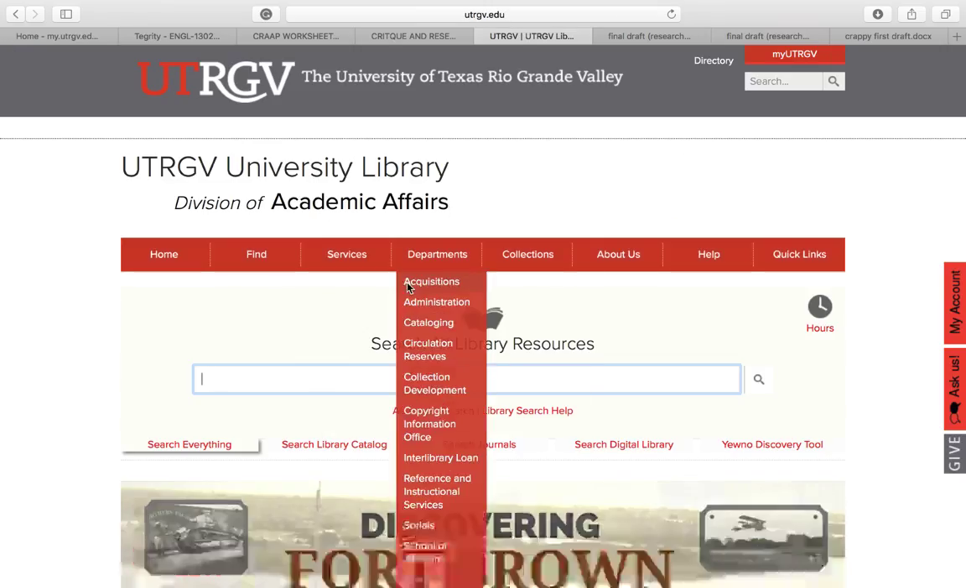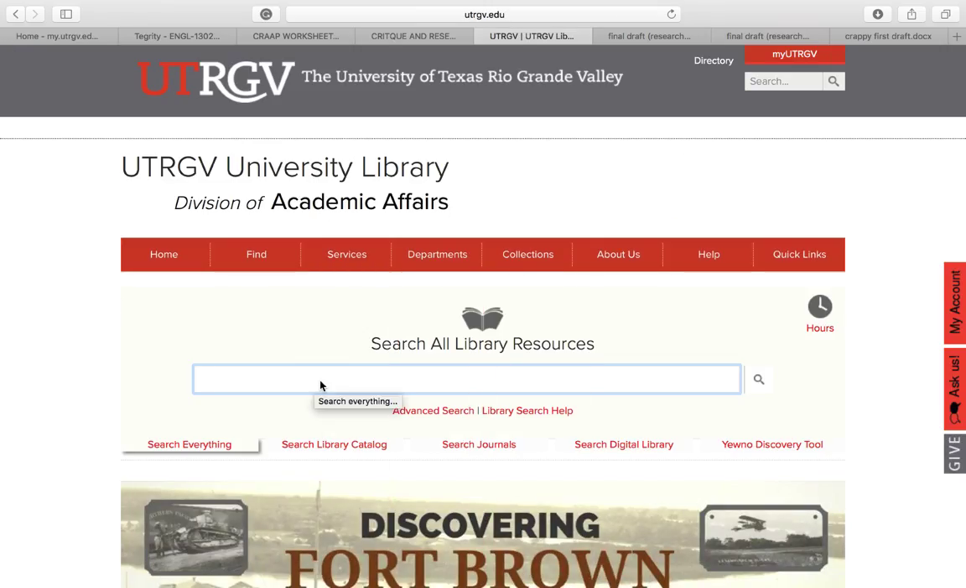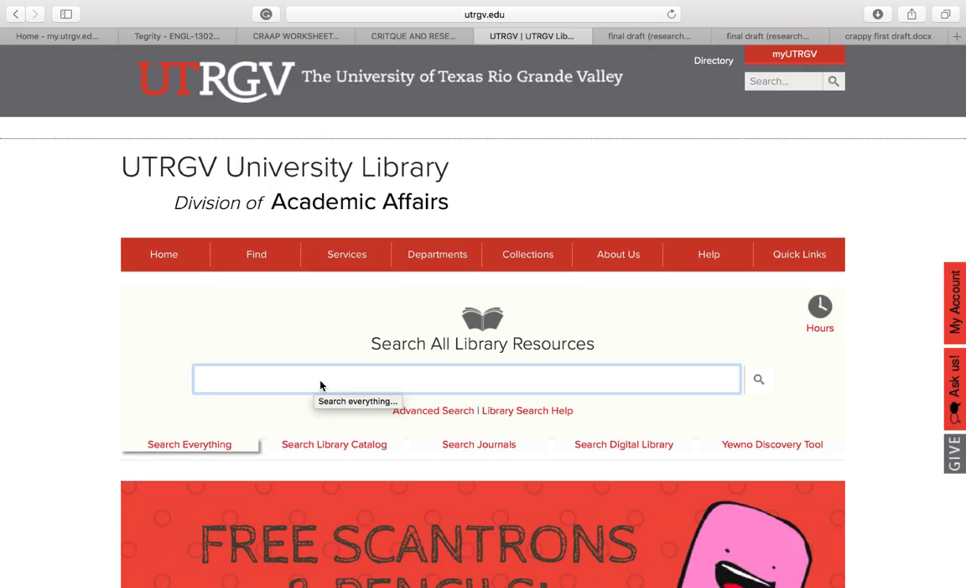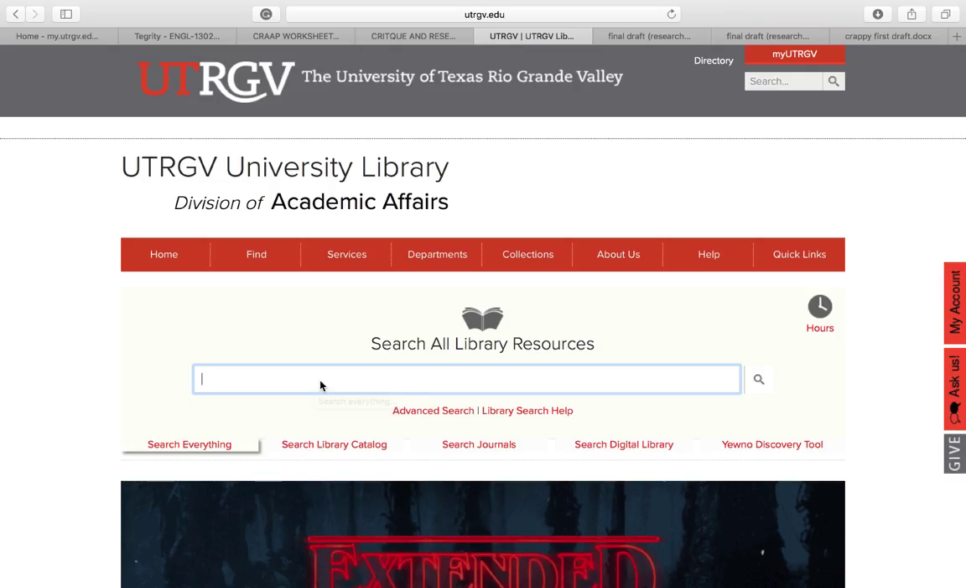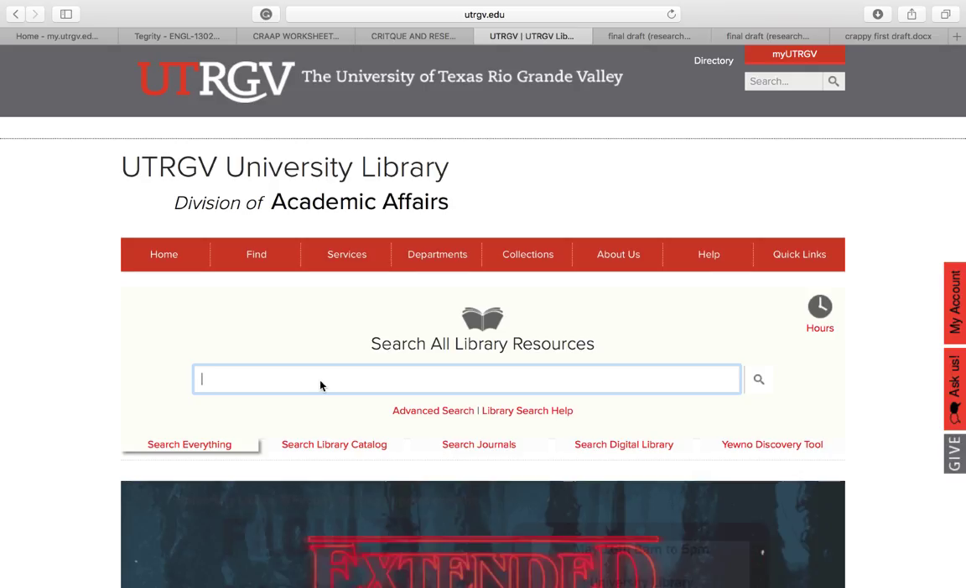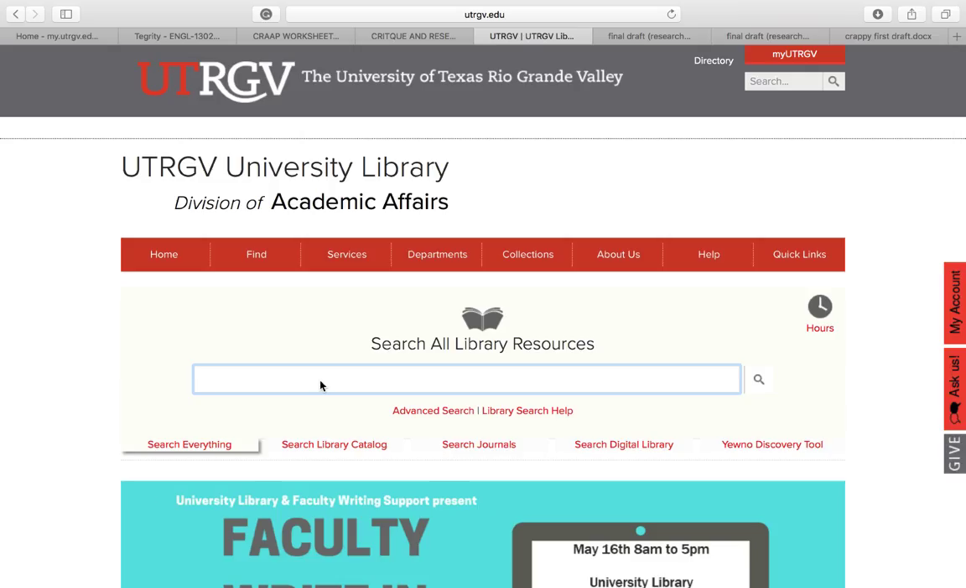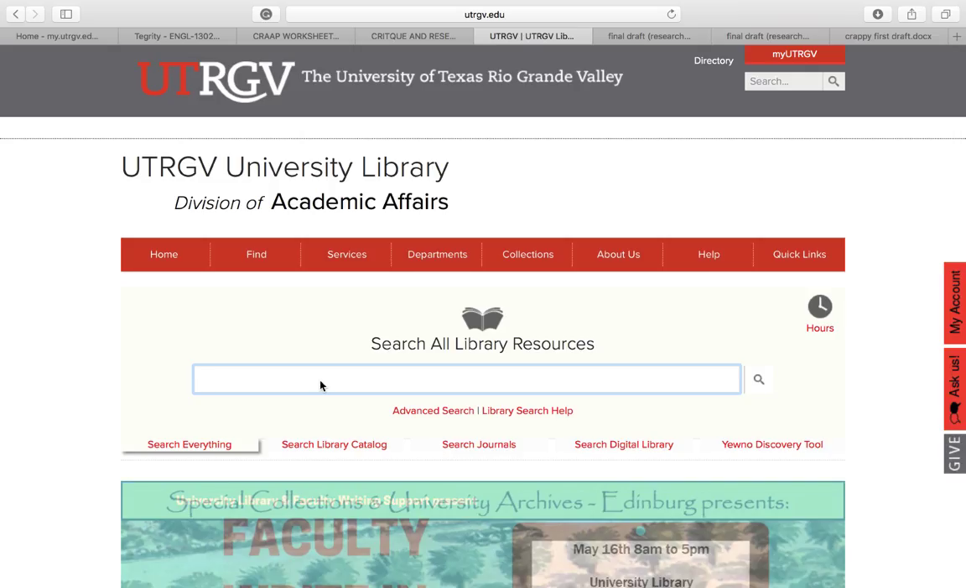The next thing is also using the UTRGV library when we would want to search up an article or wanted to look up something that needed to be peer reviewed. It had to be from a good source, a good website. I was taught to use the UTRGV library, which has very good sources, good websites for peer reviewed work, and up to date work as well for the articles.